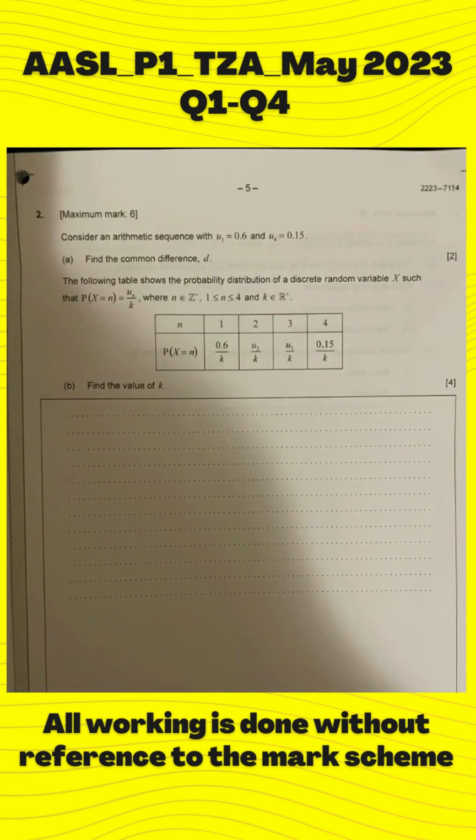Number 2, the arithmetic sequence with the first term is 0.6 and the fourth term is 0.15. We have u4 will equal u1 plus 3 common difference. So 0.15 equals 0.6 plus 3d. So d is 0.15 minus 0.6 divided by 3, which is negative 0.15.